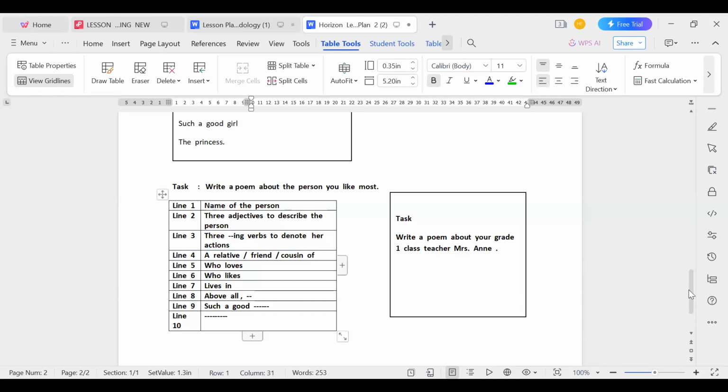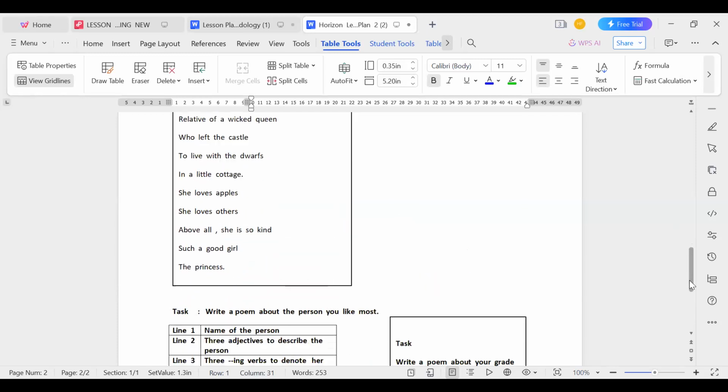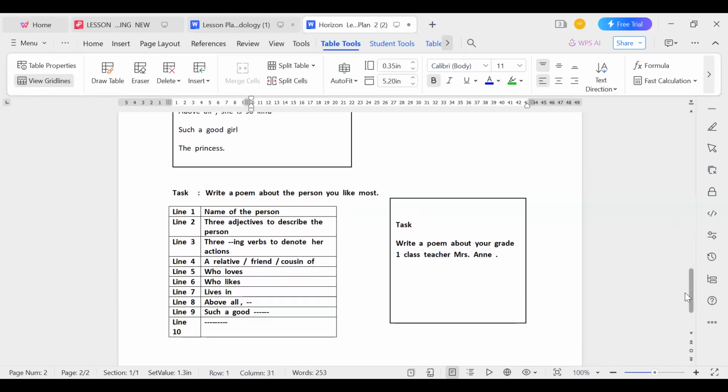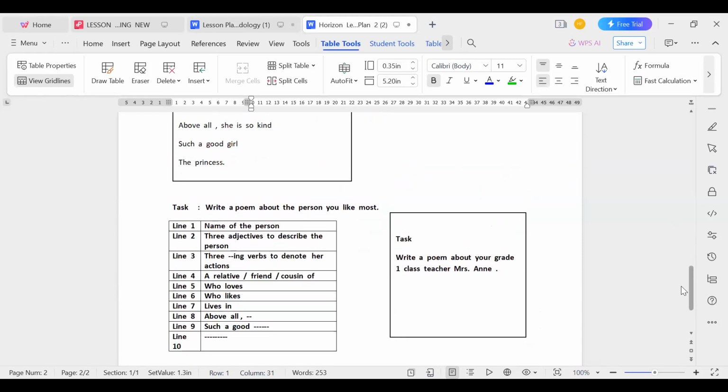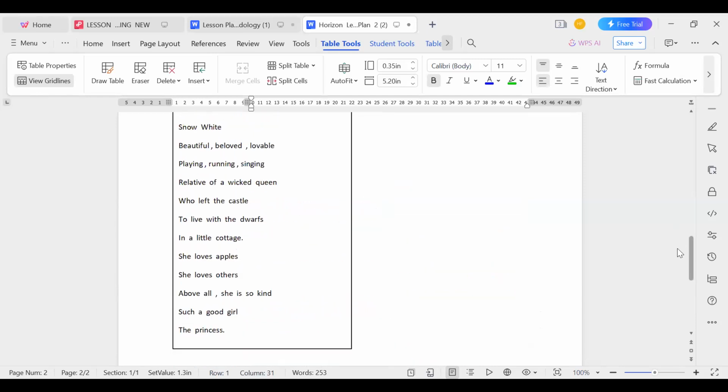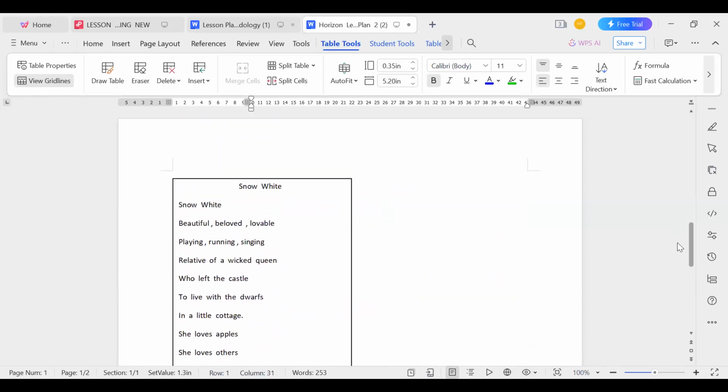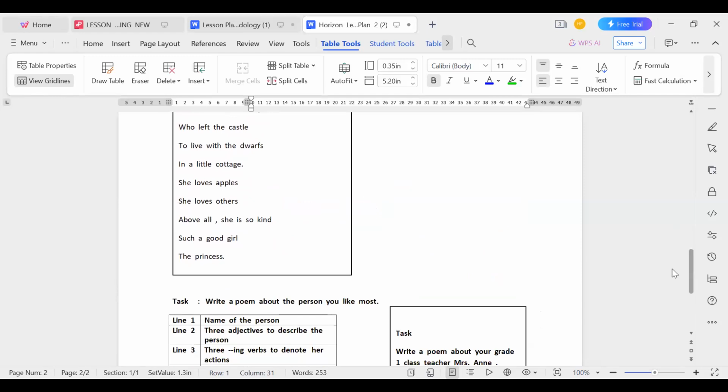So they can take this as a model. Write a poem about the person you like. Write a poem about your grade 1 class teacher, Mrs. Anne. Suppose they have 2-3 class teachers, you can group them accordingly. Those who were in Mrs. Anne's class in one group, those who were in Mrs. Joseph's class in one group, those who were in Mrs. Sandra's class in one group. Like that you can group them.